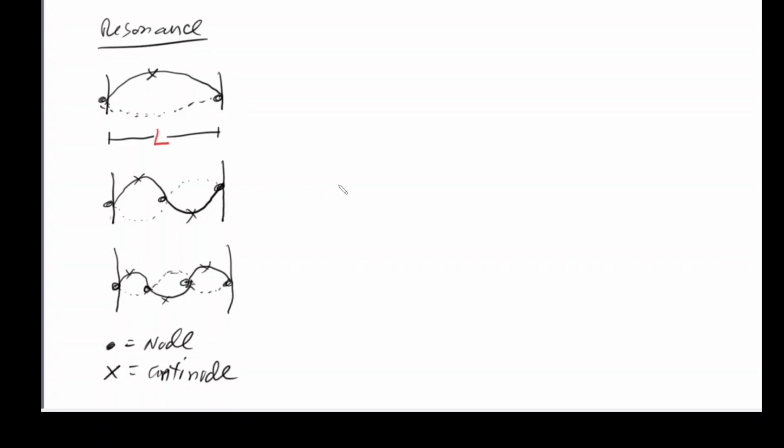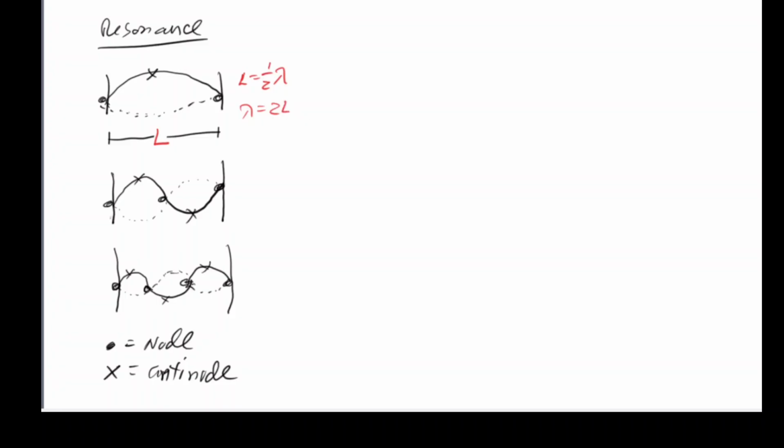So you can see from this diagram, you have a standing wave fixed between 2 points, and the dots are the nodes at each end, and the x's are the antinodes, which are the maximum amplitude. And the length between the nodes is L. But note that in this case, L is equal to 1/2 of a full wavelength, or a wavelength is equal to 2L.